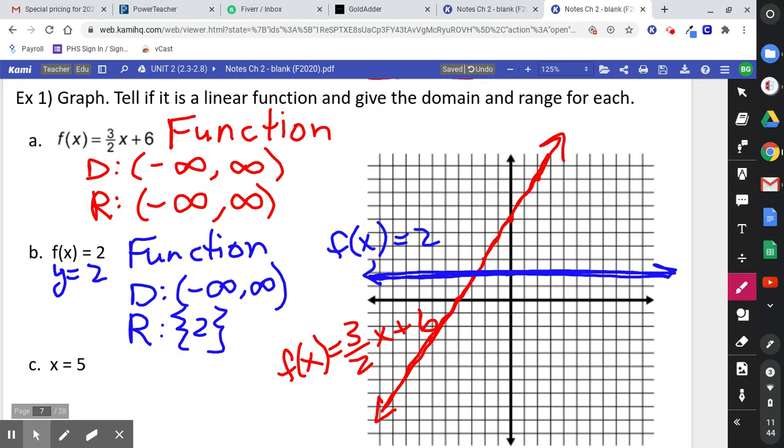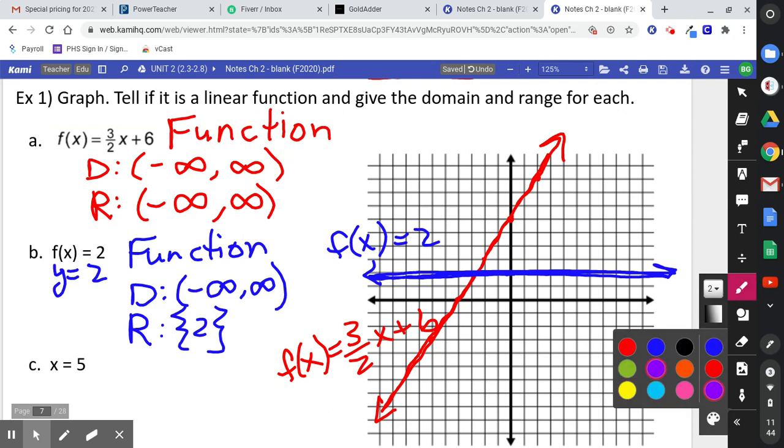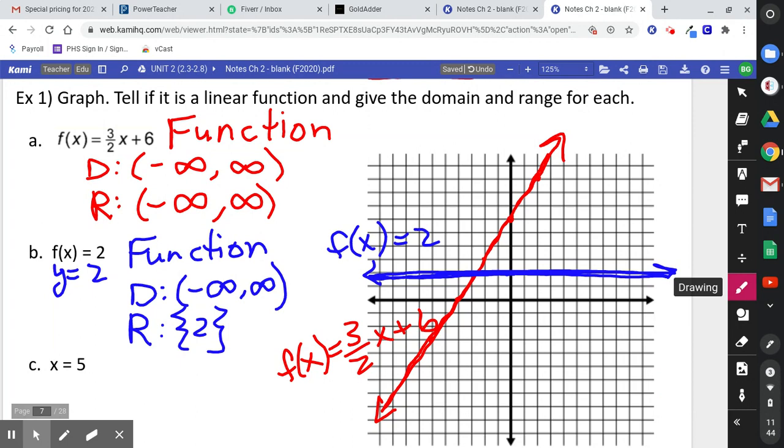So then the third one there, x equals 5. That's the only one that's different. X equals 5. 1, 2, 3, 4, 5. That's going to be a vertical line. It's going to be a vertical line right there. X equals 5. And so the vertical line test is going to hit everywhere. This is not a function.